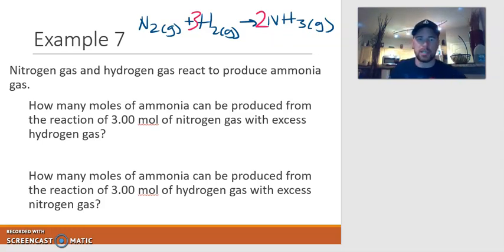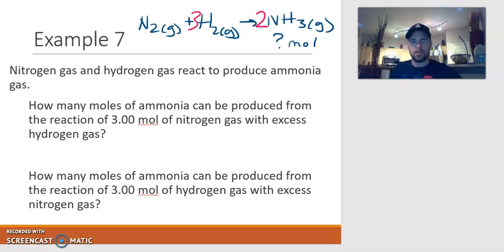So the first question is asking how many moles of ammonia can be produced from the reaction of 3 moles of nitrogen gas with excess hydrogen gas. So what I like to do is underneath the chemical equation, I start to write things that the problem gives me. So how many moles of ammonia? So here's my ammonia right here. So I'm going to put a question mark and then moles right below it. Kind of tells me, hey, that's what I'm solving for.